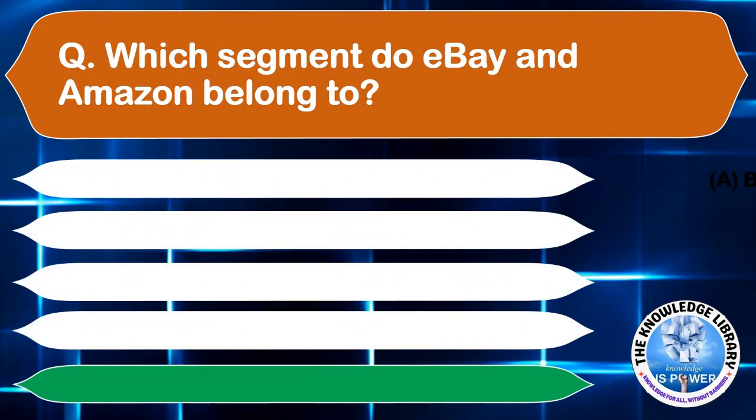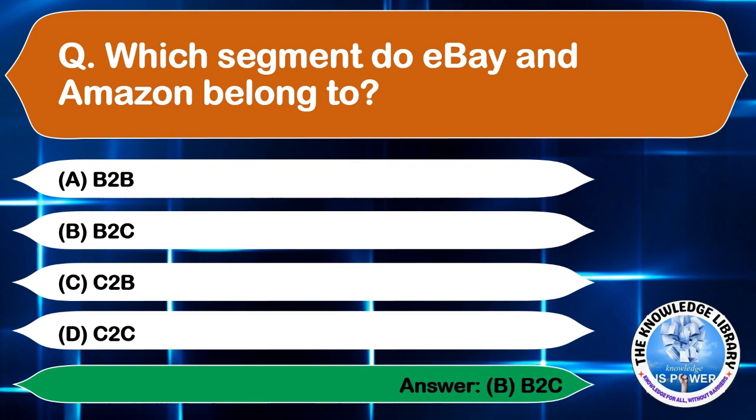The next question is which segment do eBay and Amazon belong to? Option A B2B. Option B B2C. Option C C2B. Option D C2C. The correct answer is option B B2C.